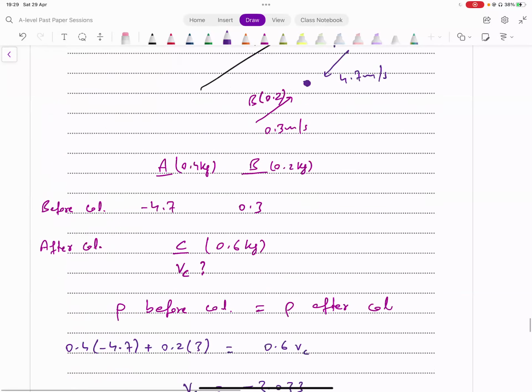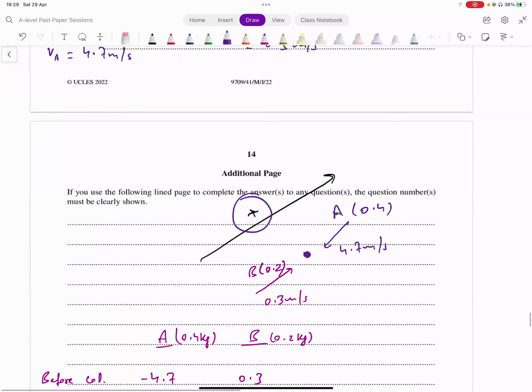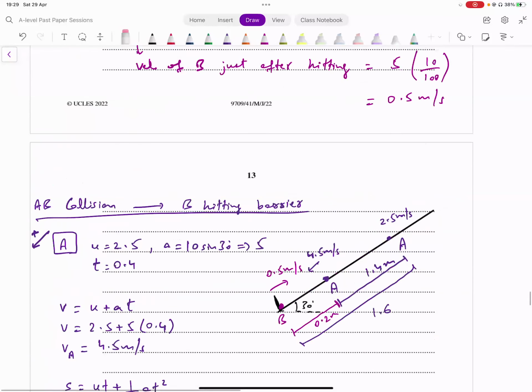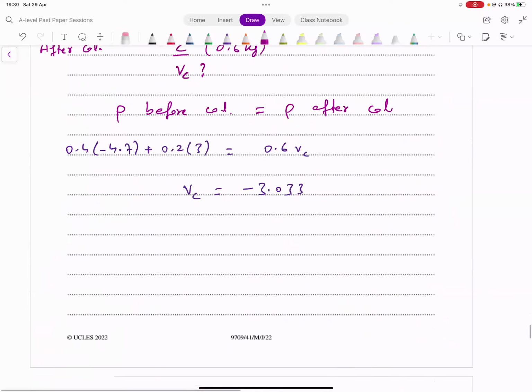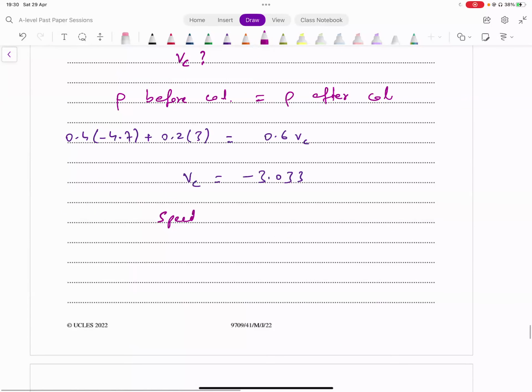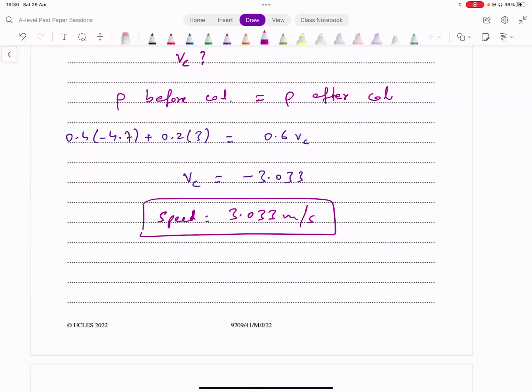Negative का मतलब सिर्फ ये है कि क्योंकि हमने ऊपर वाली पॉजिटिव ली, तो कोलिजन के बाद ये पार्टिकल नीचे को मूव करेगा। उसने सिर्फ पूछा था स्पीड ऑफ द कंबाइंड पार्टिकल। स्पीड का तो कोई साइन नहीं होता, तो अब यहाँ पे लिख देंगे स्पीड ऑफ द कंबाइंड पार्टिकल इज गोइंग टू बी 3.033 meters per second. This is what we end up getting from this.